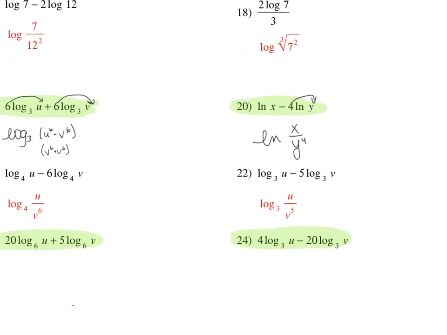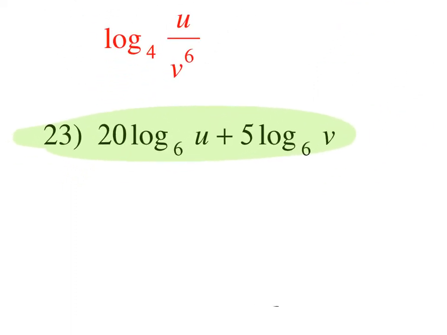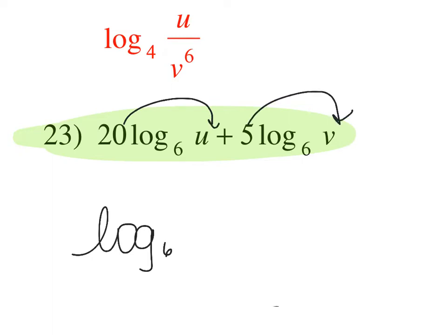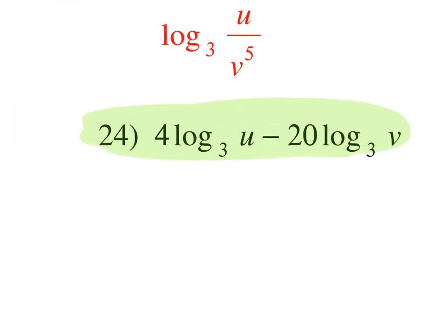All right, a couple more, and then I have some examples at the end I want to do. What about this? Log 6. Okay, I'm going to write log 6. What does 20 become? An exponent. What does 5 become? So it would just be u to the 20th times v to the 5th. You can put it in parentheses. If you don't, not that big a deal. I have a couple at the end that are a little more involved, just to give you a heads up. What about this?